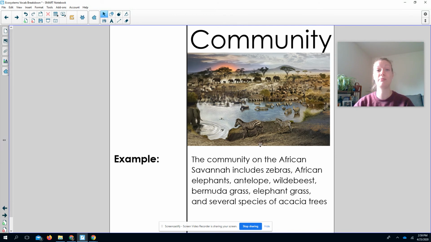For example, the community on the African savanna, and I kind of use this picture as an example, includes zebras, African elephants, antelope, wildebeest, Bermuda grass, elephant grass, and several species of acacia trees.